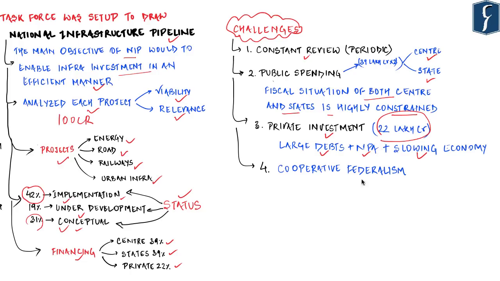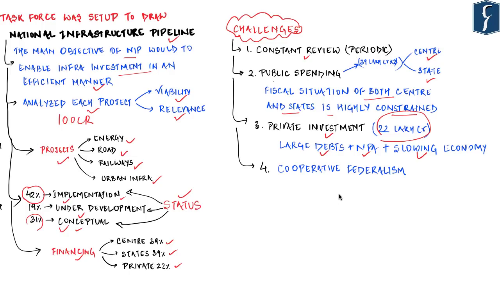And last but not the least is cooperative federalism, or the cooperation from states, which becomes extremely important in implementing any infrastructure projects. We have seen in the past that due to the lack of this particular coordination among the states and between state and the center, many important infrastructural projects have been stalled, which have also become a major reason for the creation of massive NPAs in the energy sector.